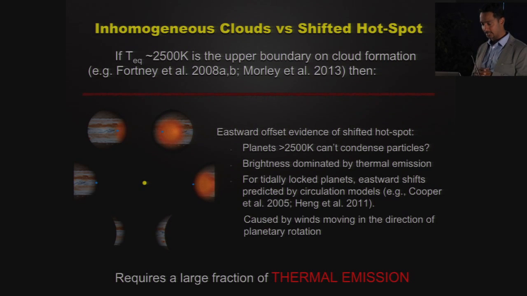Assuming these are tidally locked, then the eastward shifts are in fact predicted by some of the circulation models that are out there, suggesting that there may be winds that are moving in the direction of the planet motion, and therefore you would expect an eastward shift for the peak emission in the case of thermal emission dominated planets.